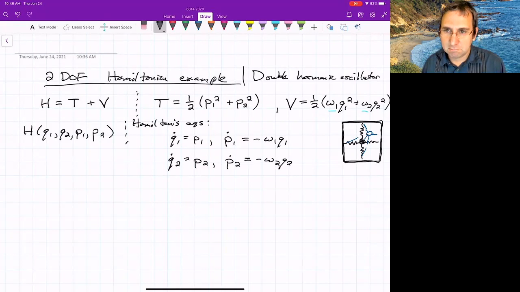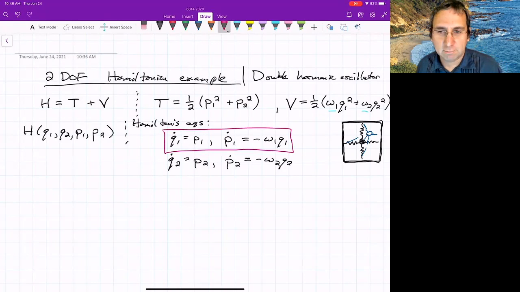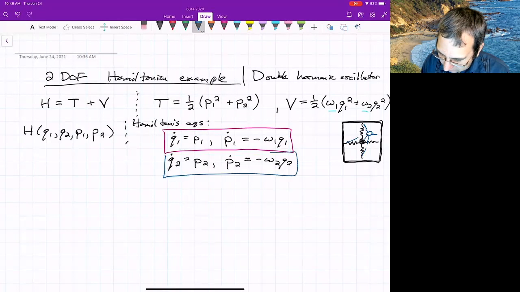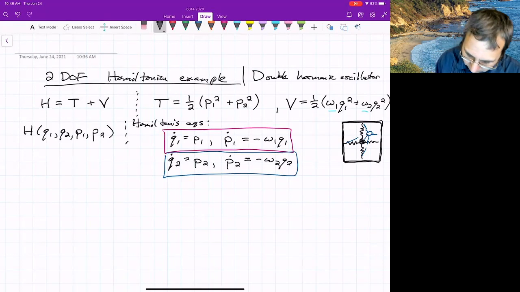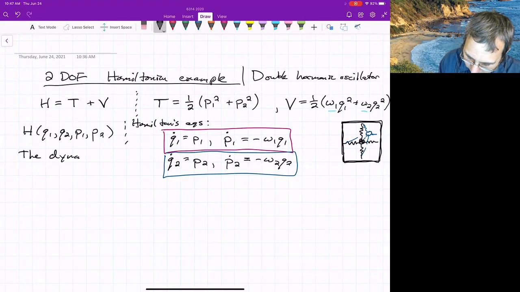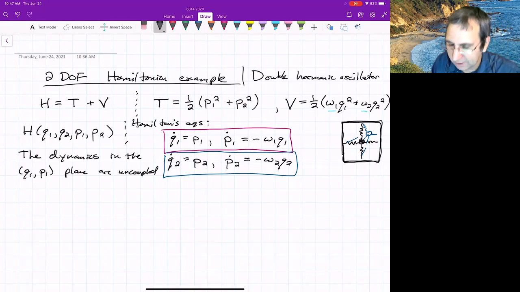So these are completely uncoupled. The 2 oscillators are not coupled. You've got the dynamics in the Q1 P1 plane, and then the dynamics in the Q2 P2 plane. Let me just write that. They're uncoupled in that, right? They don't affect each other.